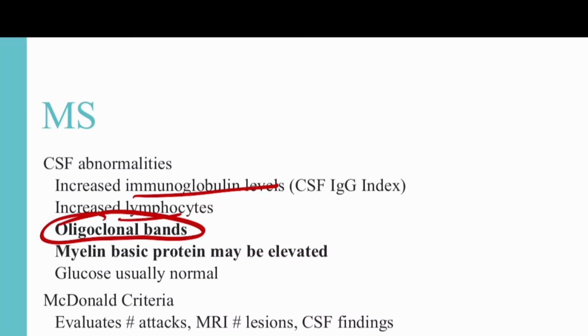Basically what it does is look at the number of attacks that you've had, the amount of lesions on the brain through MRI, and any CSF findings. You put all those numbers into the formula and it gives you a result. Again, there must be no better explanation than MS for these patients.